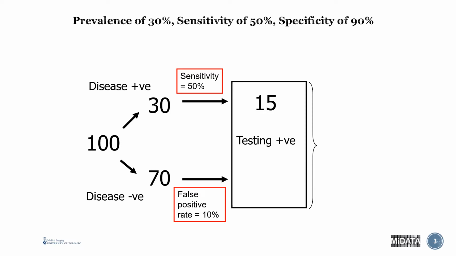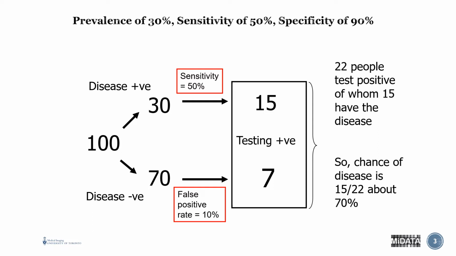Now, if you have a specificity of 90%, remember the false positive rate is 10%, and therefore 7 of the 70 will also test positive. Falsely, but they will test positive. So that means 22 people test positive, of whom 15 have the disease. So the chance of disease is actually 15 out of 22, which is about 70%.